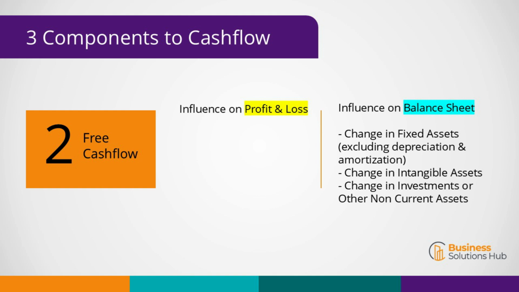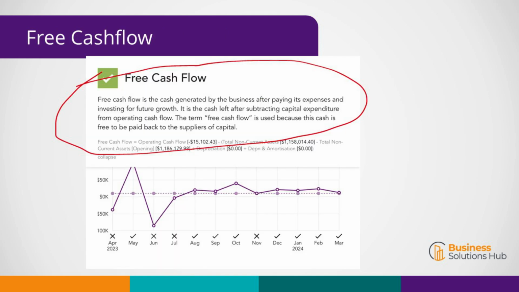Then if we move forward, the next one is free cash flow. Again, free cash flow has nothing around the profit and loss. This is all in the balance sheet. So change in fixed assets. You might have purchased fixed assets or sold some. Change in intangible assets, those assets that have value but might not be physical. And then changes in investments and other non-current assets. So that equals your free cash flow. Essentially, after you subtract your capital expenditure, because you need to purchase capital items, that will give you that result.